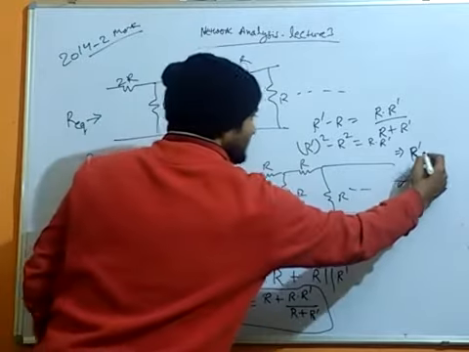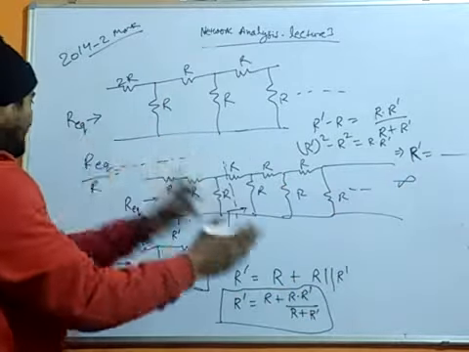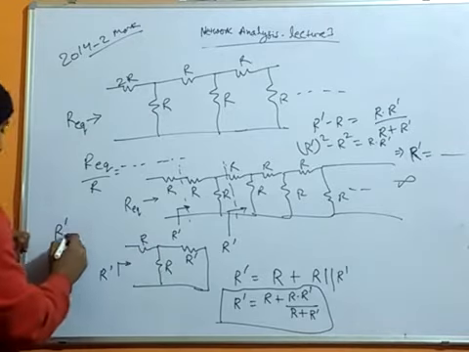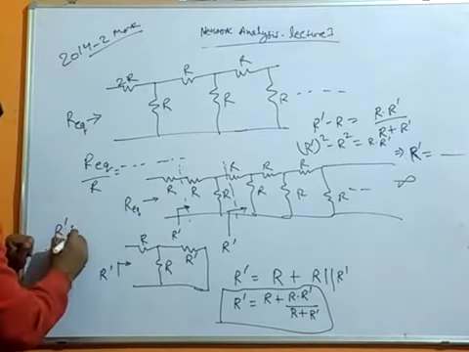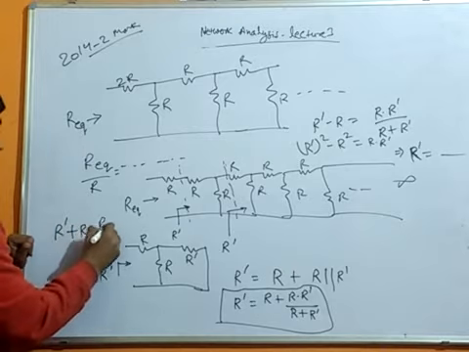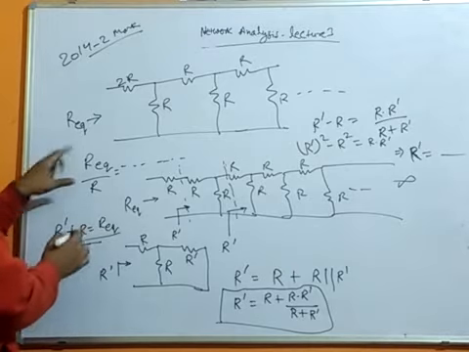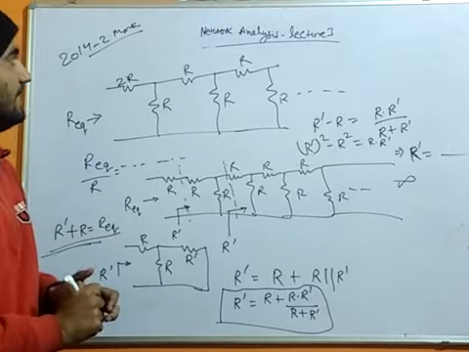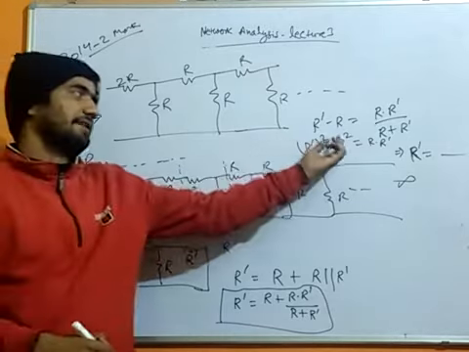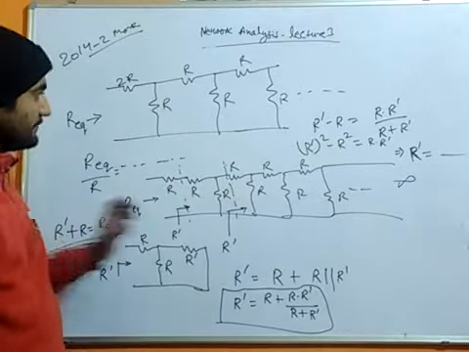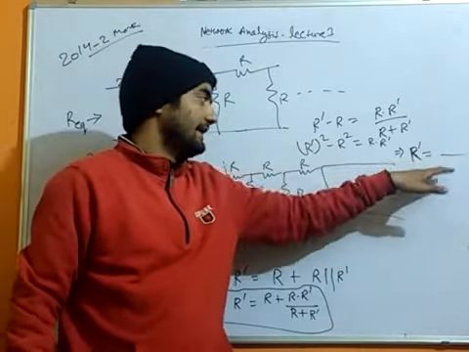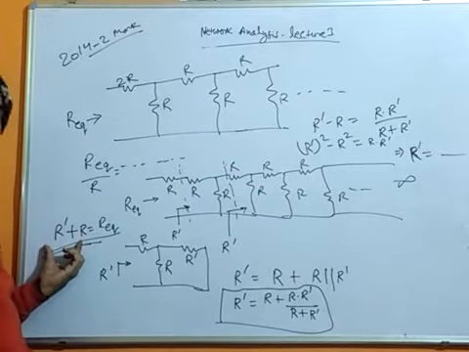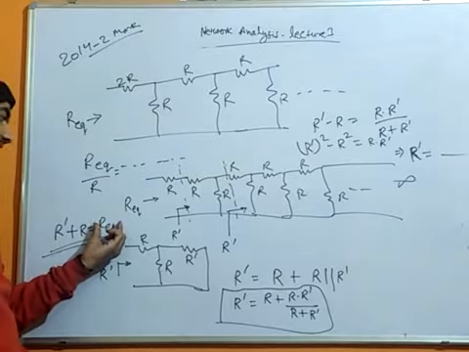That R dash value will be added with this resistance R, and so we will get the R equivalent, and after that we can solve R equivalent divided by R. So that is the simple calculation. We can do it by using a calculator or like that. Okay, so what do we have to find? We have to find R dash in terms of R, and that we will add with this R, and then we will get the R equivalent.